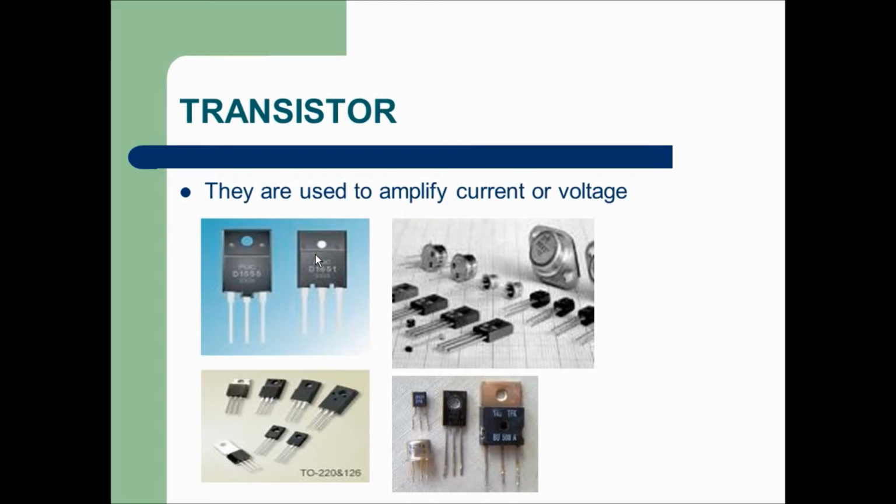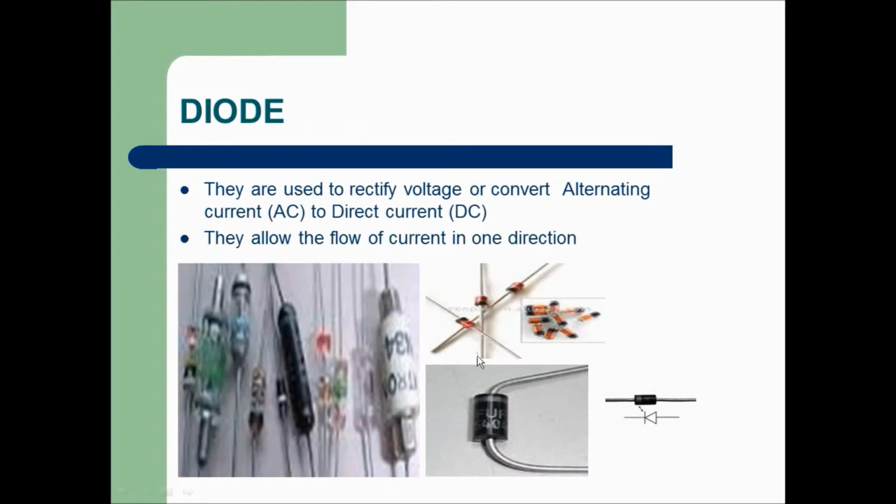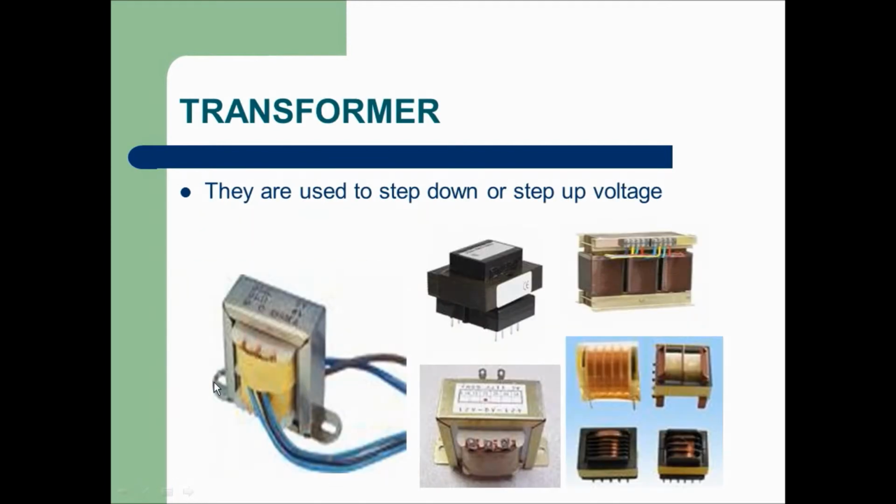Transistors are used to amplify current or voltage. This is what a transistor looks like. This is a power transistor. Okay. A diode allows the flow of current in one direction. This is always the positive terminal, but this is the negative terminal. Okay, now a transformer is used to step up or step down voltage.